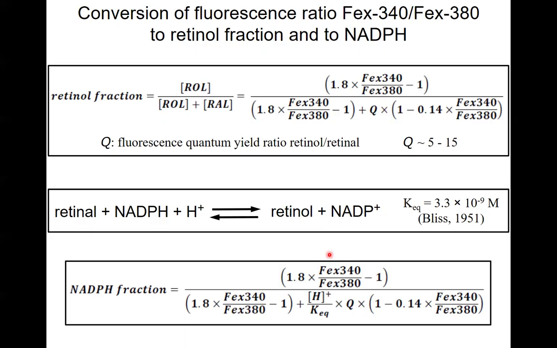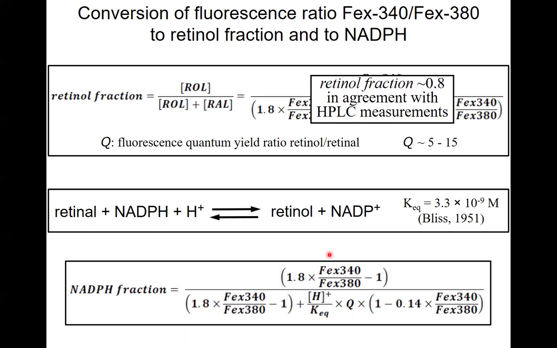Now, a couple of things that are important here is that these numbers do not depend on any assumptions about the NADPH or the reaction or anything like this. This is basically straightforward ratiometric imaging. The fraction of retinol that we get is about 0.8, and that's in agreement with our biochemical measurements, HPLC measurements, from whole retinas. And I can show you the data at the end if there is interest.